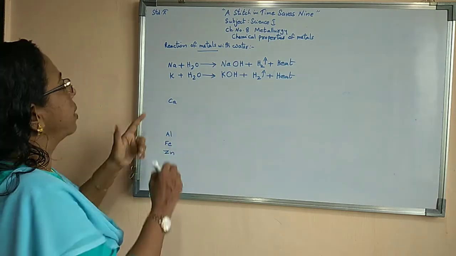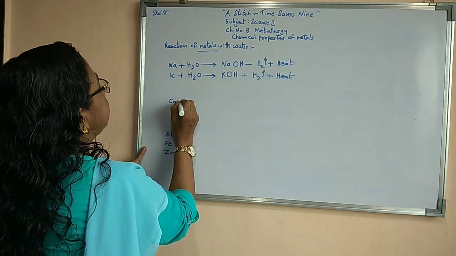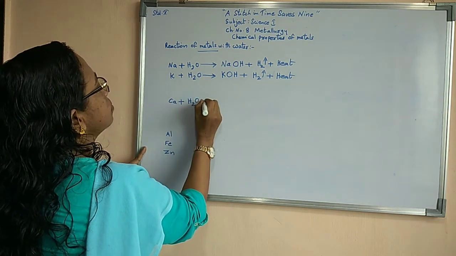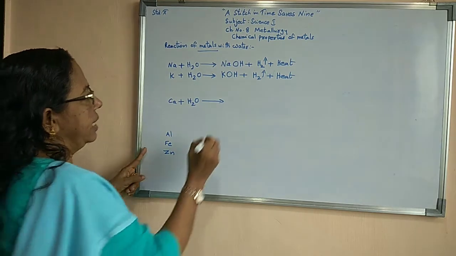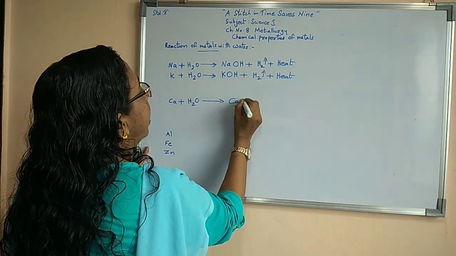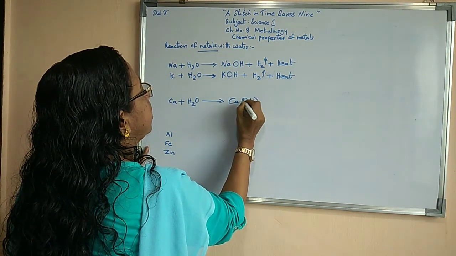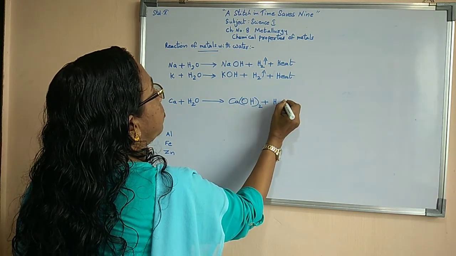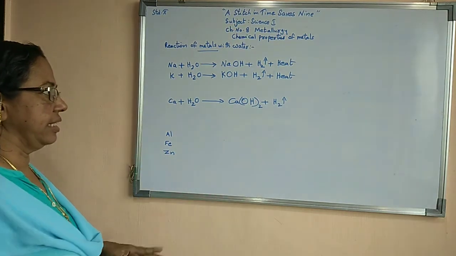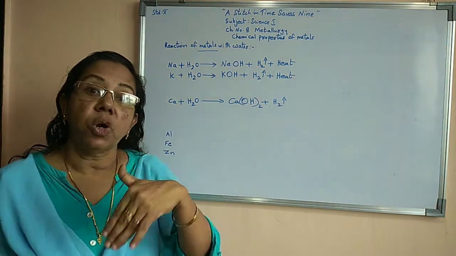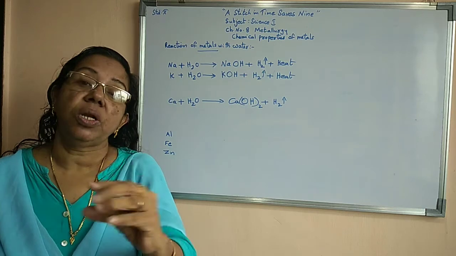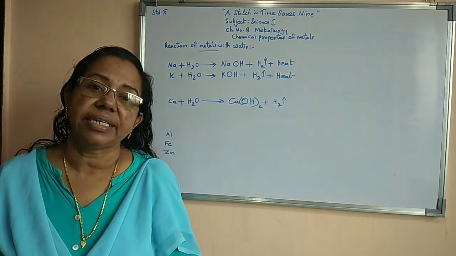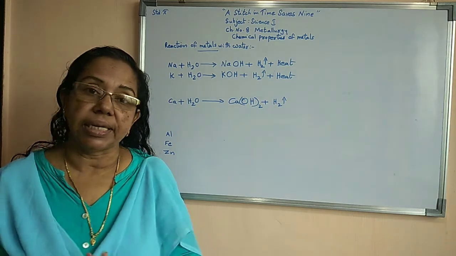Now you see calcium. Calcium reacts slowly with water. As a result, calcium hydroxide, Ca(OH)2, along with hydrogen gas is forming, but no heat energy. Calcium, in a less vigorous condition, reacts slowly with water, forming calcium hydroxide as well as hydrogen gas, but no heat energy.